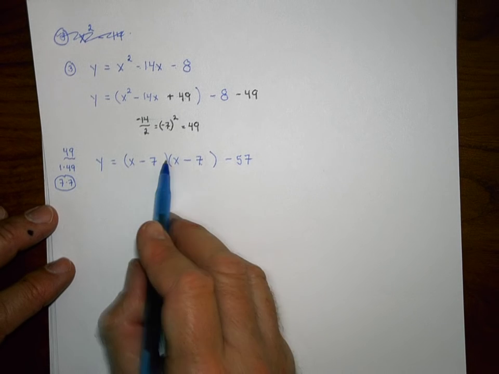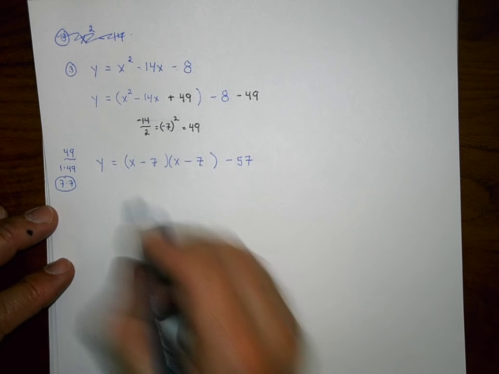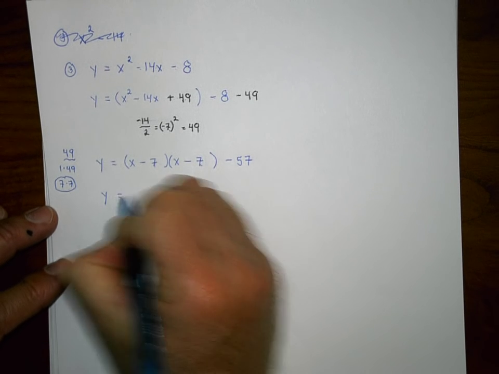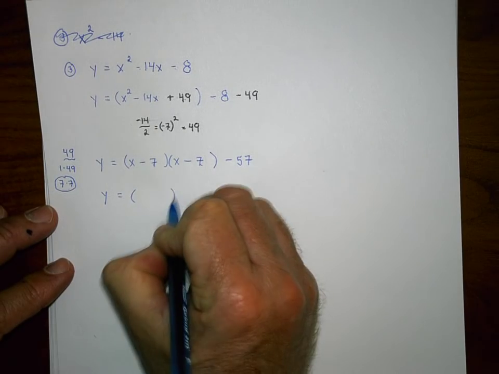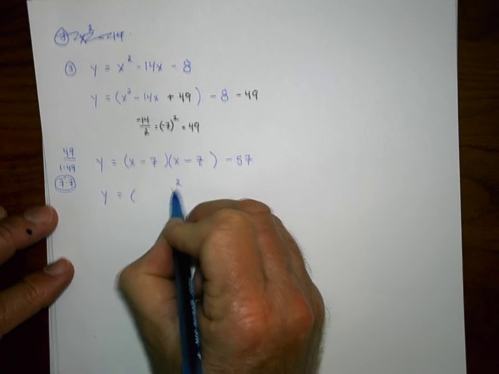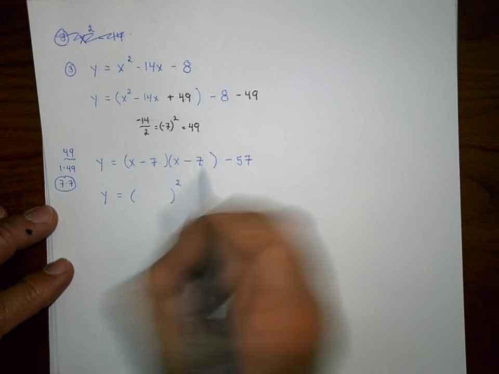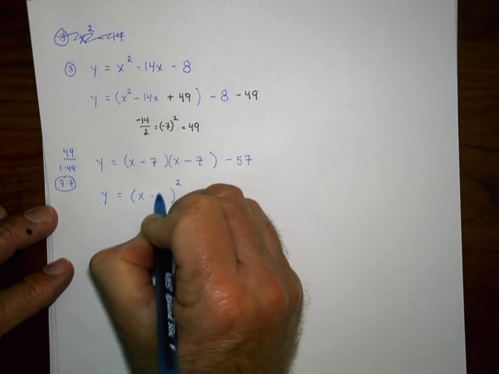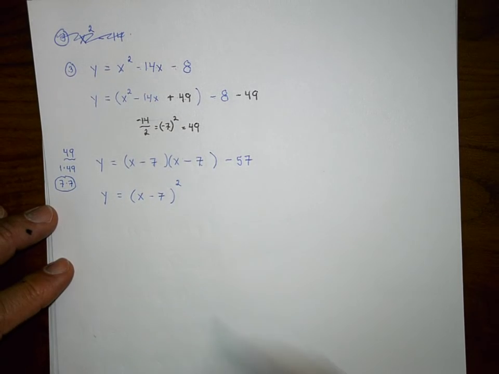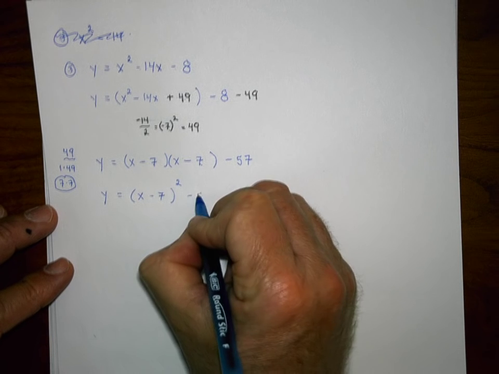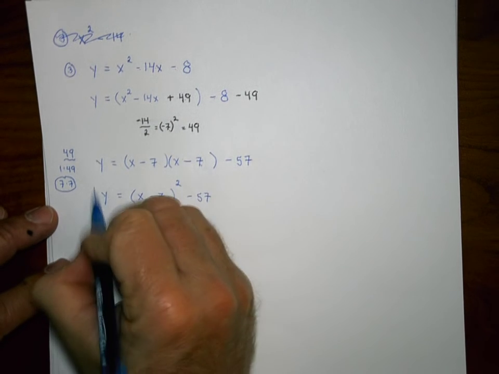I'm just going to combine both of these x minus 7's into one parentheses. So I'm going to have one parentheses. It's going to be to the second power because I have 2 of the exact same thing. I have 2 x minus 7's. Okay, and then I put a minus 57 here. All right, so I am done.